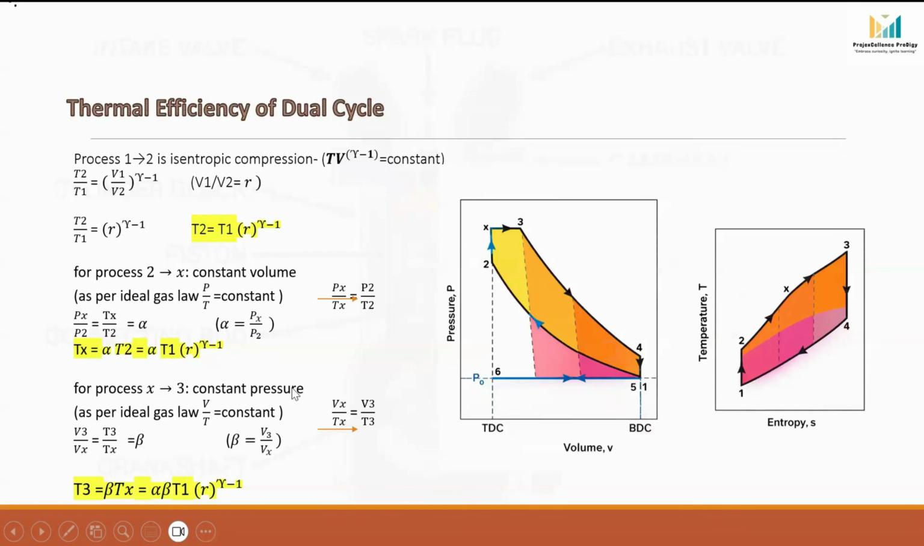Process X to 3 is constant pressure heating here. As per the ideal gas law, V by T is constant. So for process X to 3, we can write Vx by Tx is equal to V3 by T3, or we can rewrite it V3 by Vx is equal to T3 by Tx. And we know V3 by Vx is beta, the cutoff ratio. So from here, we can write T3 is equal to beta Tx, and Tx value is here. So it will be T3 is equal to alpha beta T1 R raised to power gamma minus 1.